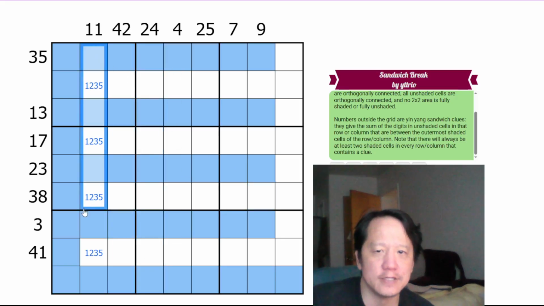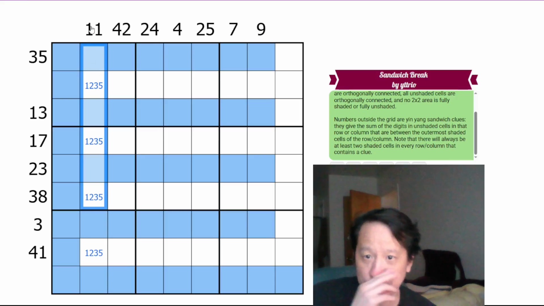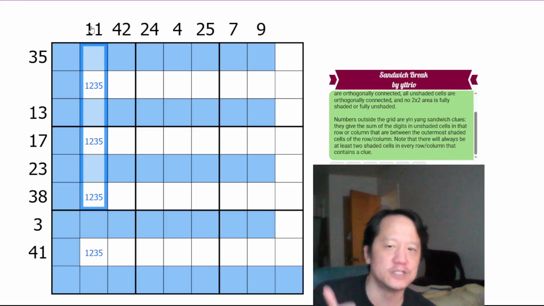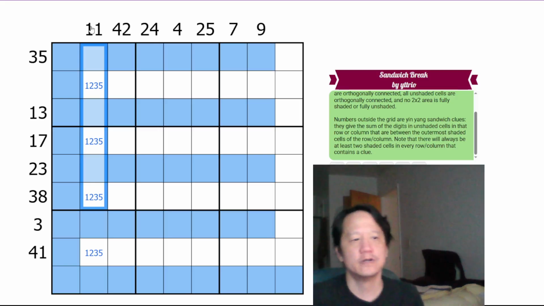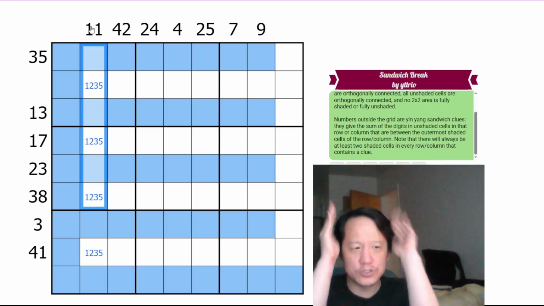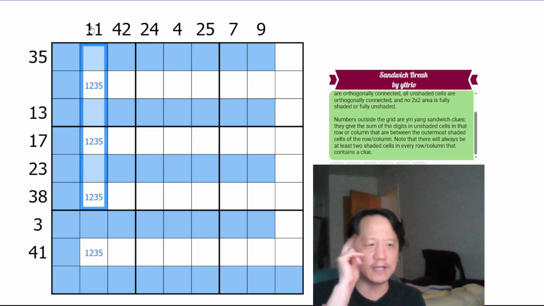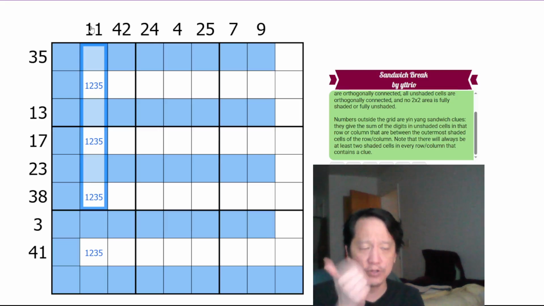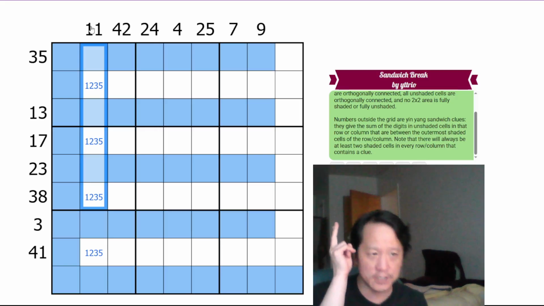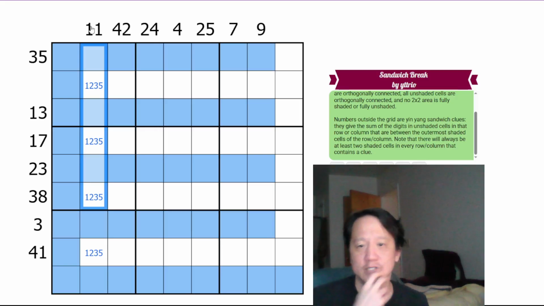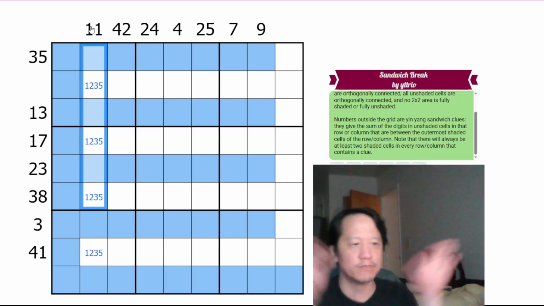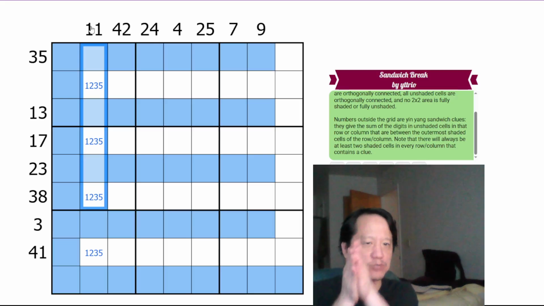But basically, the number outside the grid is the sum of the digits in unshaded cells that are between the outermost shaded cells in the row or column, respectively. And again, in a row or column with a clue, you always have at least 2 shaded cells guaranteed, which the unshaded cells must be between.